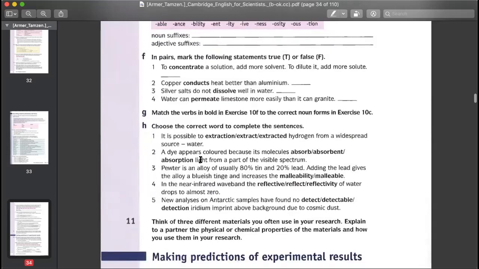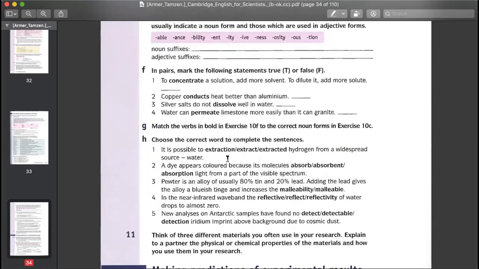In H here we have choose the correct word to complete the sentences. You will complete the sentences, and you will choose the same way here, girls. One of the necessary things is that you know the part of speech: whether -TION, this is a verb, or extracted as an adjective. Let's see: It is possible to extraction, extract, extracted hydrogen from widespread source water.